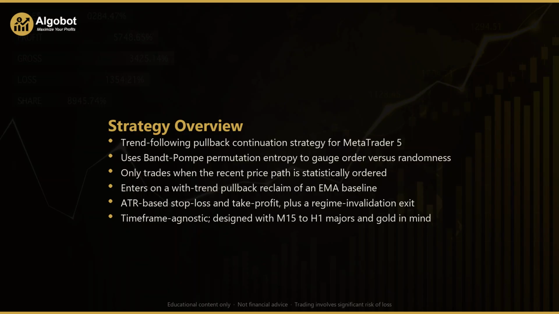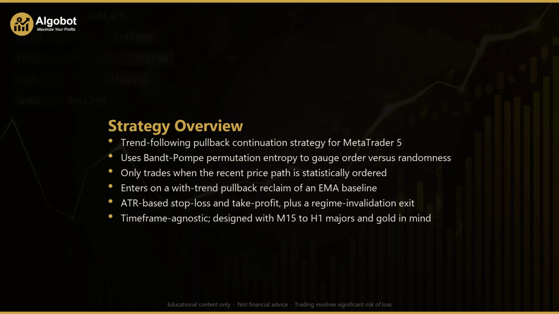Here it's applied to the recent closing prices. The clever part is that it looks only at the rank order, or the ordinal shape, of consecutive closes, not at the size of the moves. For a group of 3 consecutive prices, there are 6 possible up and down shapes. The strategy slides a window over the recent closes, counts how often each of those 6 shapes appears, and converts those frequencies into a single number between 0 and 1.